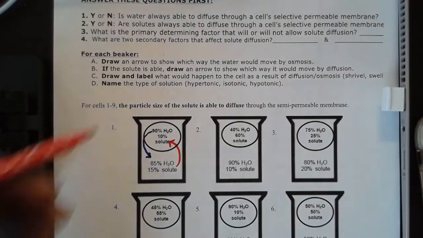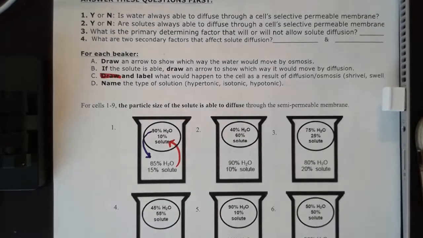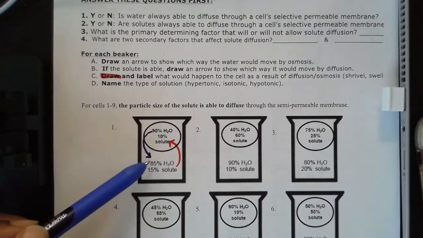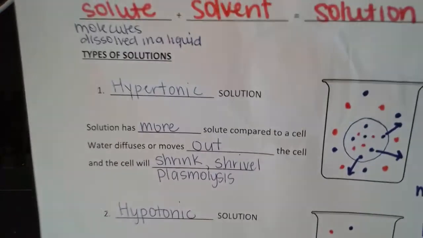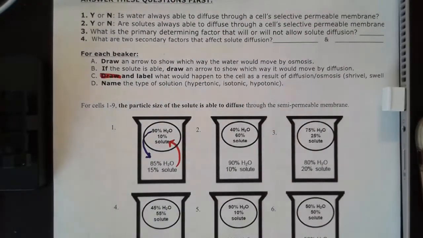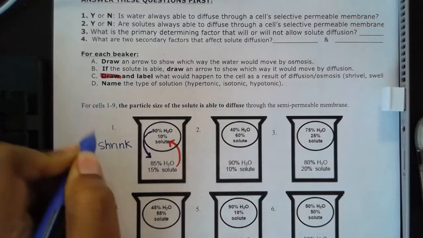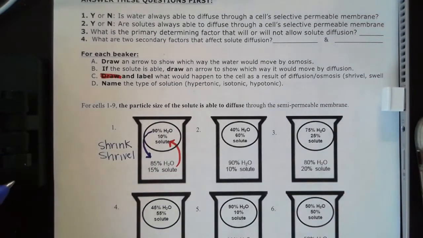Okay, for C, I'm actually not going to have you draw what will happen to the cell. There's not enough room for all that. But you do need to write what would happen to the cell. So in number 1, we're pretty much just going to think about what would happen as a result of the water movement. When the water rushes out of the cell, if you think back to this worksheet right here, what is a solution? It tells us that when the water moves out of the cell, it's going to cause the cell to shrink or shrivel. Either one would be okay. So shrink or shrivel. Don't need both, just one.